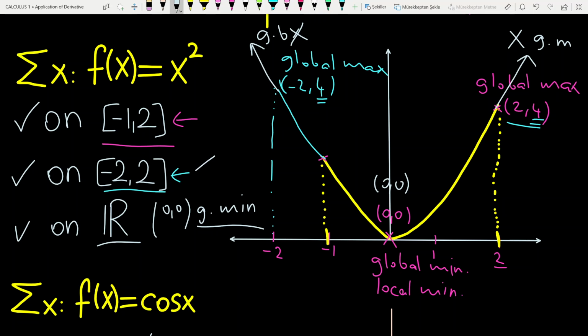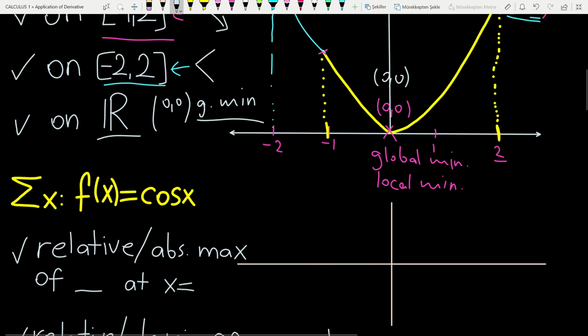Here we have two global maximum points, one global minimum, 0, 0. Here we have one global maximum point, 2, 4, and one global and local minimum point, 0, 0. So I hope it is clear.